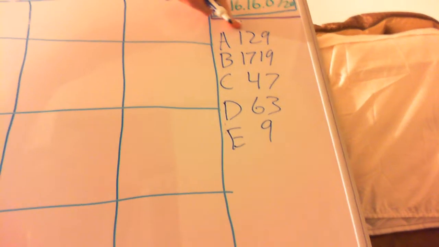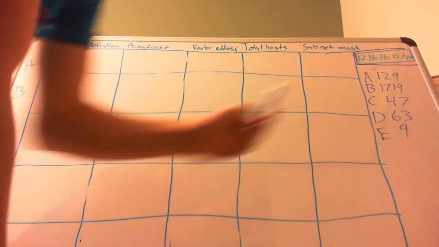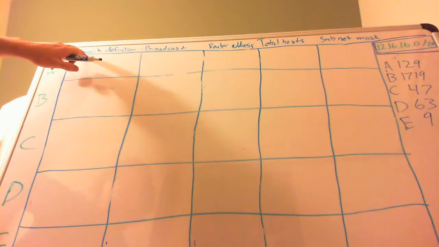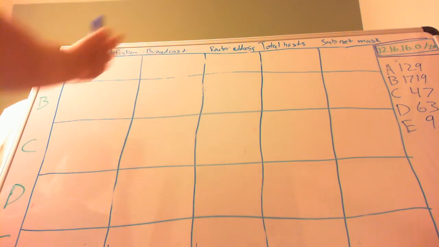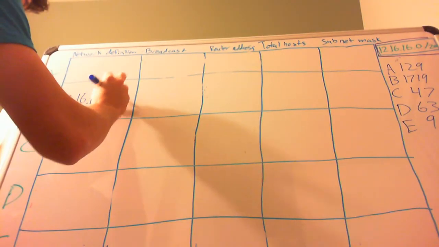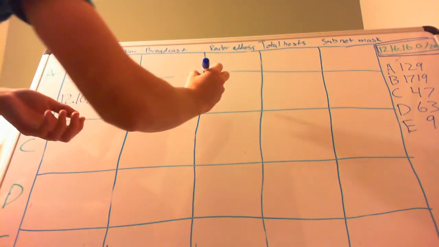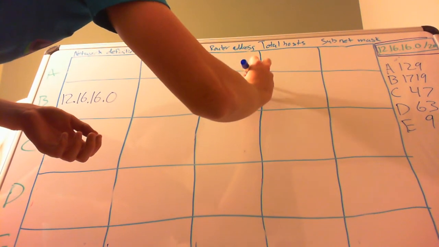That's what we got. The first step to do a grid problem is to just write the IP address in the biggest number column, row of your network definition. So start out on 12.16.16.0. Your router address is always one more than your network definition, so it's 12.16.16.1.